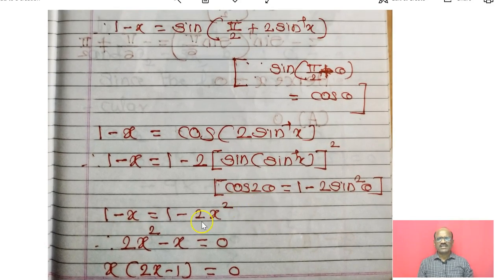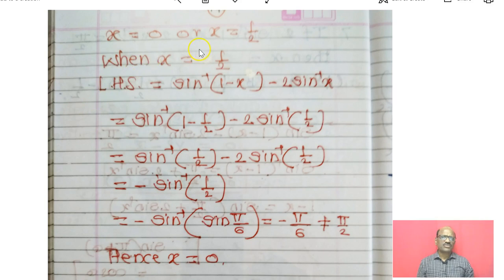Now here is a simple quadratic equation, which is 2x square minus x equals 0. Take x as common, then you will get x in bracket (2x minus 1). Therefore x is equal to 0 is one solution and x is equal to 1 upon 2 is the second solution. Now when x is equal to 1 upon 2, then LHS is sine inverse of (1 minus x) minus 2 sine inverse of x. Put the value x is equal to 1 upon 2. Sine inverse of (1 minus 1 upon 2) means sine inverse of 1 upon 2 minus 2 sine inverse of 1 upon 2.